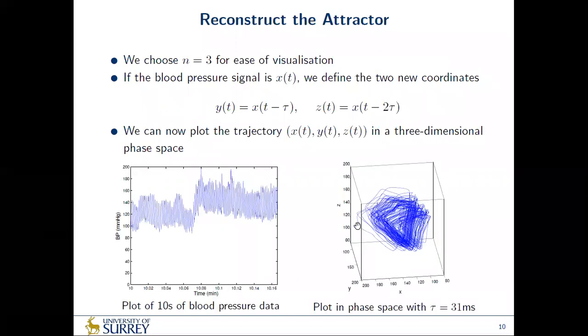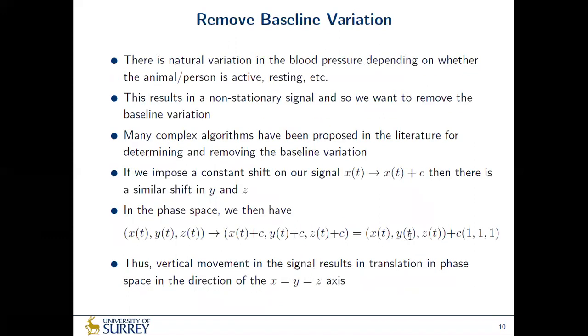If we take this 10 seconds of blood pressure data, then we get this attractor here in the phase space. So it's a bit messy. So what can we do about that? Well, there's a lot of baseline variation in the signal. That's due to maybe the person or animal being active, resting, and so on. There's natural variation in this blood pressure. So we get a non-stationary signal, and so we want to try and remove the baseline variation.